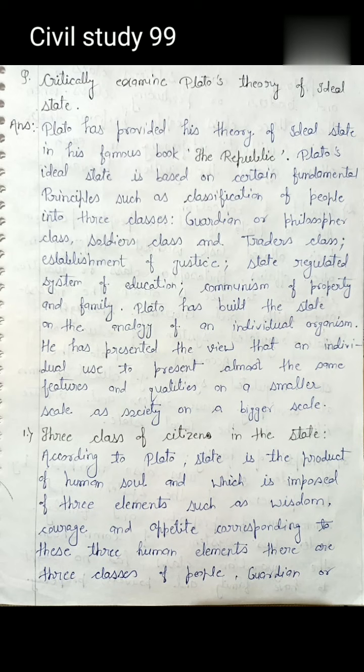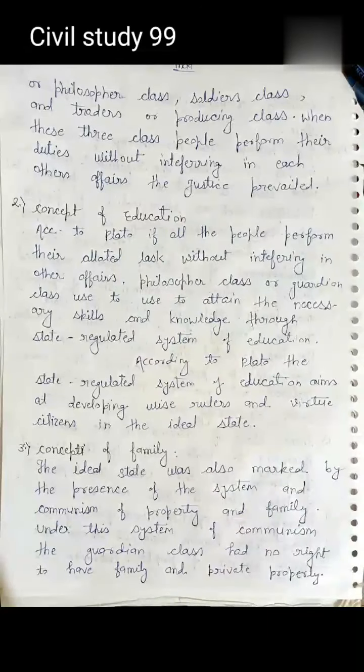As I have already mentioned, Plato's ideal state is based on certain fundamental principles. So the first fundamental principle is three classes of citizen in the state. According to Plato, a state is the product of human soul, which is composed of three elements such as wisdom, courage, and appetite. Corresponding to these three human elements, there are three classes of people: guardian or philosopher class, soldiers class, and traders class or producing class. When these three classes of people perform their duties without interfering in each other's affairs, justice prevails.